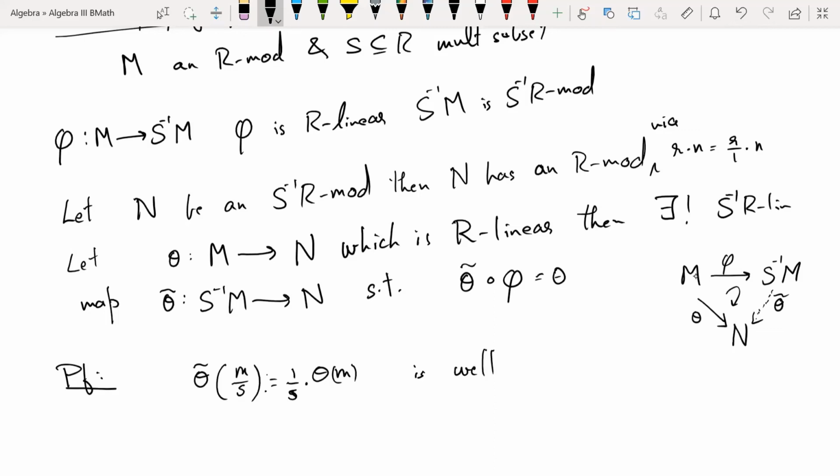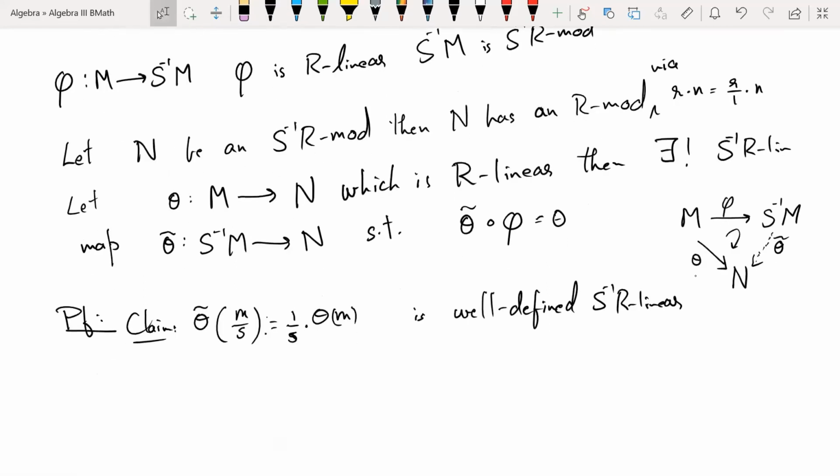We are defining it by sort of breaking it up, so the claim is that it is a well defined S inverse R linear map. Then one has to prove uniqueness as well. The well-defined part should be straightforward, and everything should be straightforward. So let me just check well-defined.